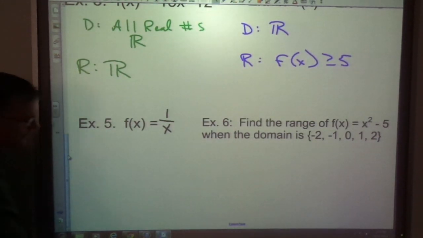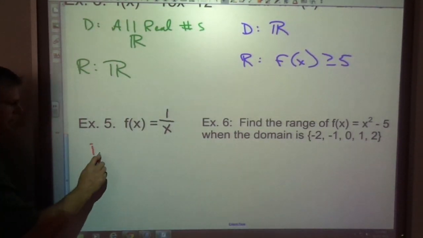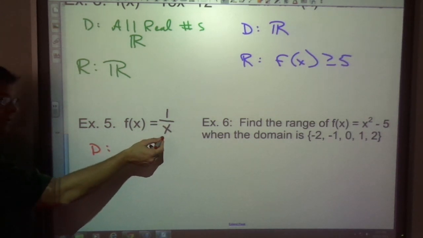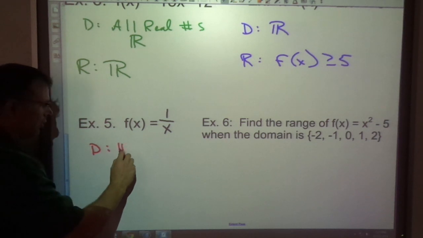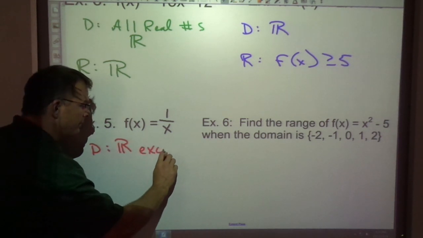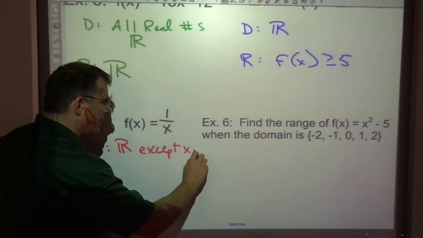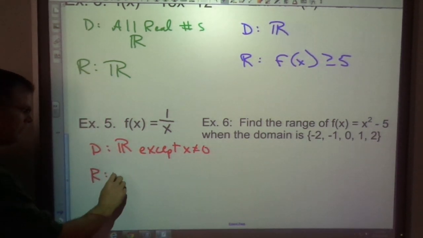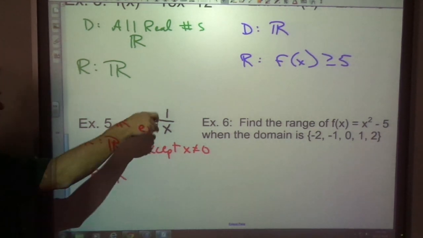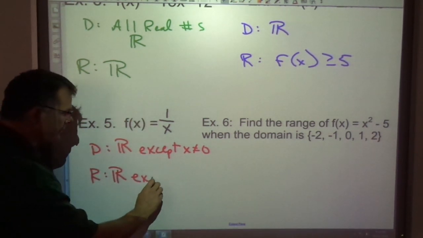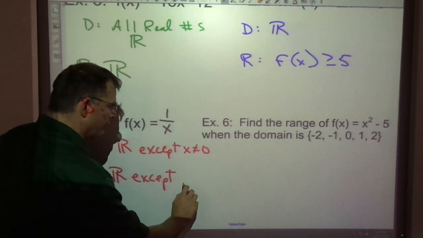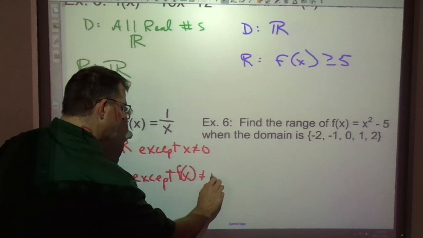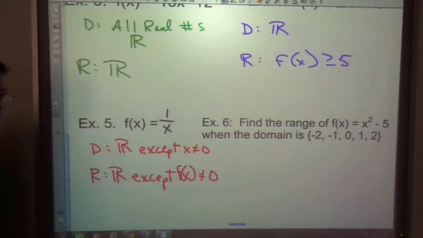2 more. This one, the domain here, would be anything except for what you never want to divide in the bottom of a fraction, 0. So we would say all reals except x cannot equal 0. The range, same thing. All reals, except it will never be 0. It could be positive, it could be negative, but we never would have 0 as an answer there. So f of x would not ever equal 0.